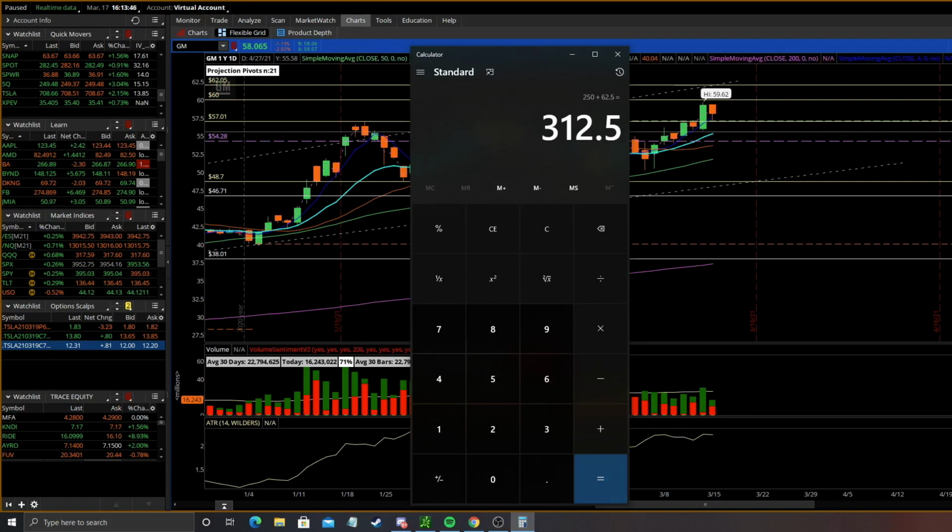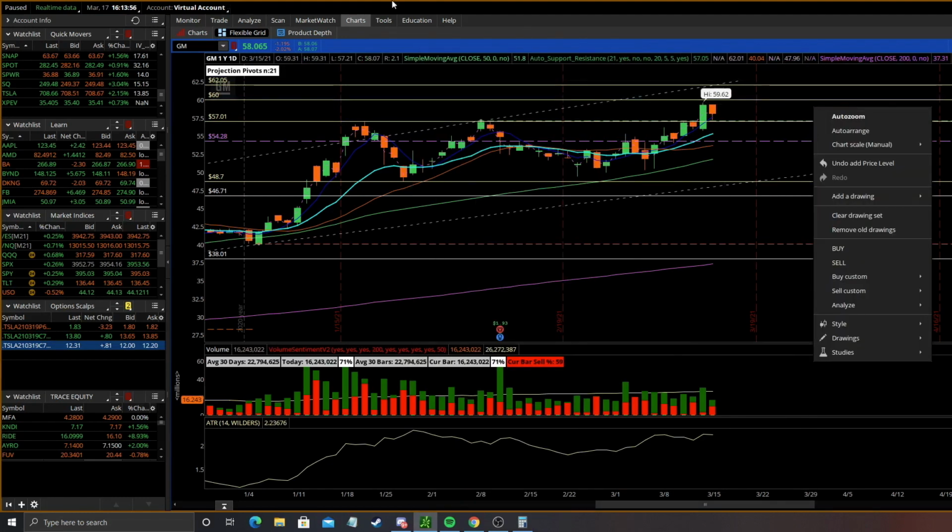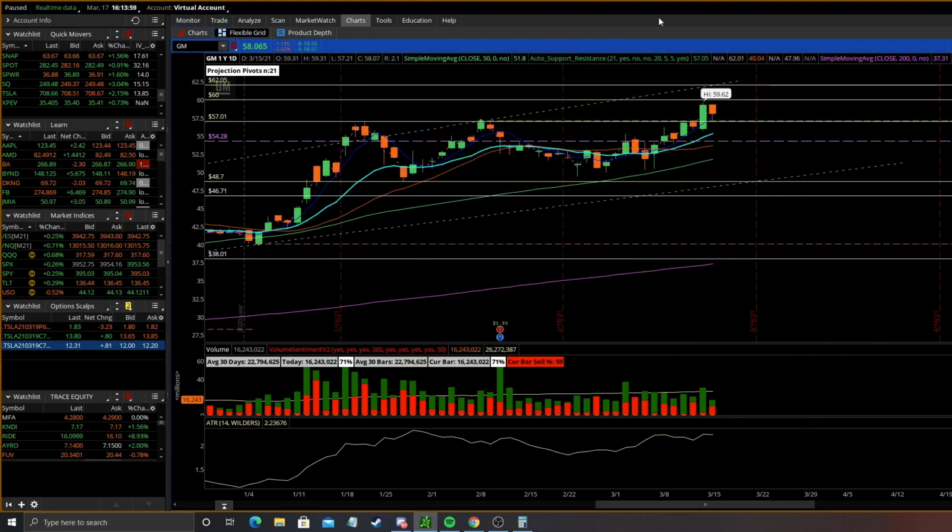So you could either wait till it gets there and then manually sell the contract, or what I'm pretty sure most of us here do is you can just set a limit order and it will sell automatically when it hits that price. And you just have to put the time in force as good till canceled.